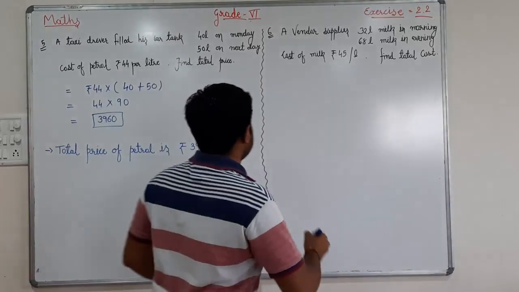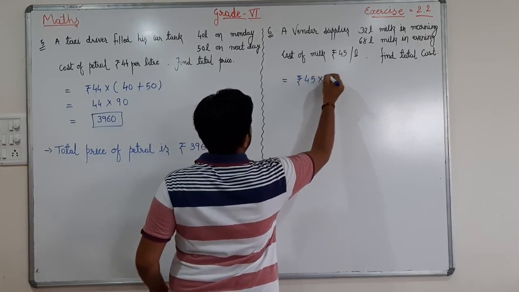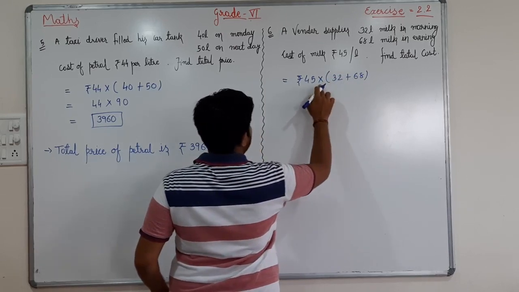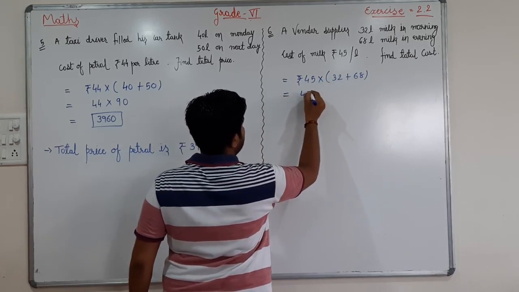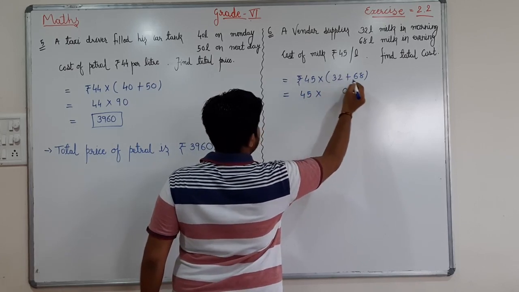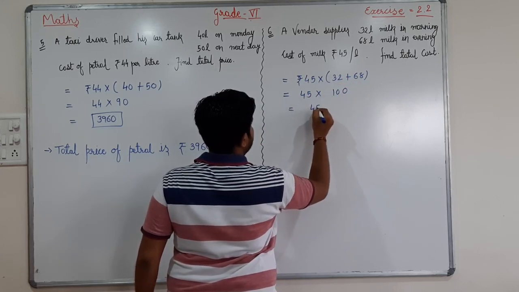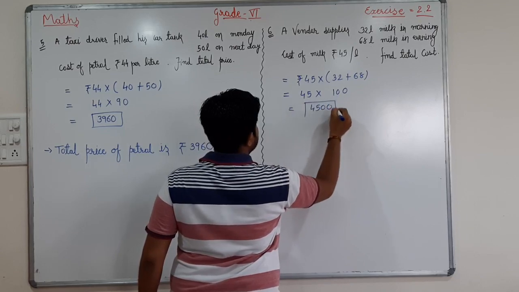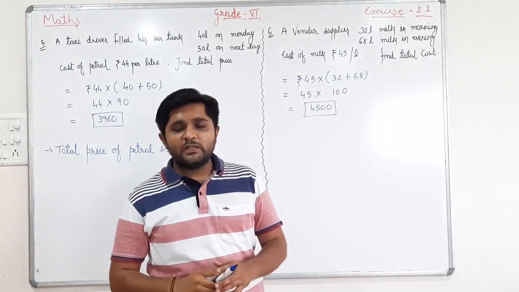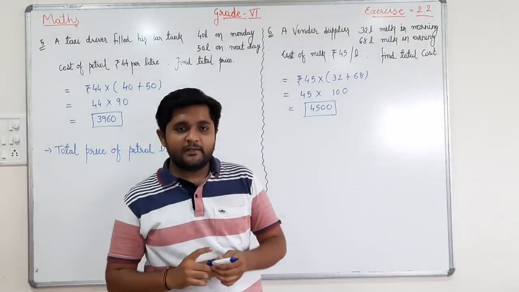So simply what we have to do, just rupees 45 multiplied by 32 plus 68. This is the total milk multiplied by 45. 45 is the price of the milk. So 45 multiplied by, if you do the addition of this both, 8 plus 2, 10, 1 carry, 6 plus 3, 9 plus 1, 10. So you will get the answer 45 ones are 45, 0, 0. 4,500 is the answer. So we can say that total price of the milk, the vendor have to pay rupees 4,500.